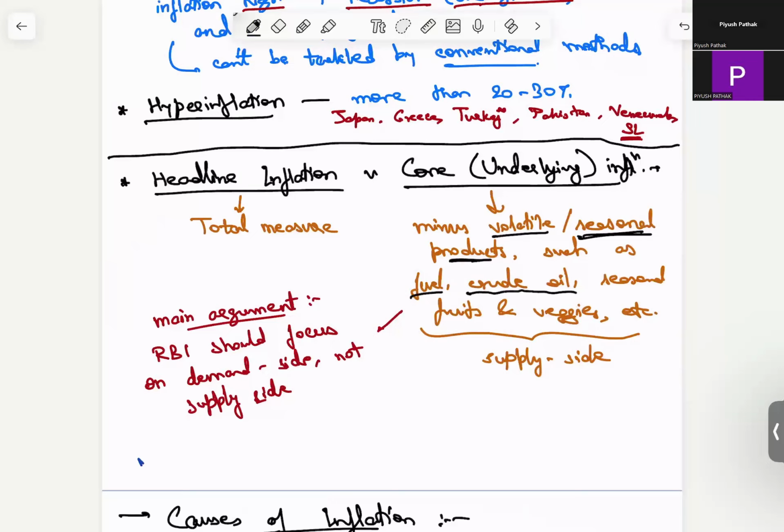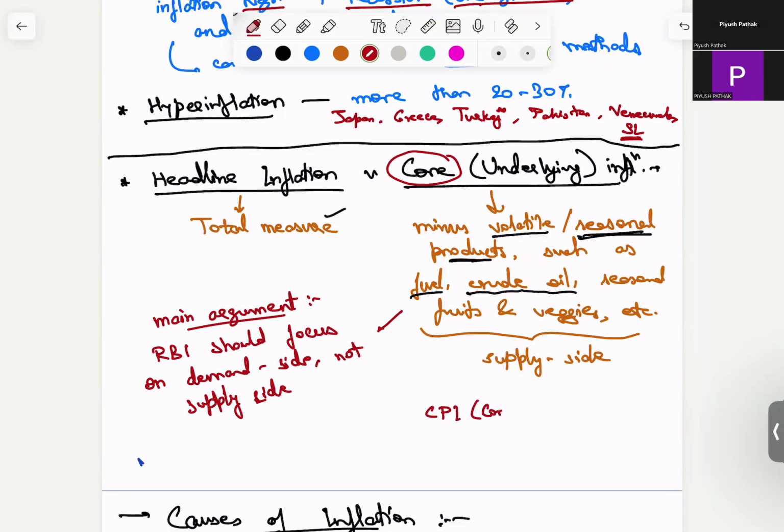Whenever we are talking about headline inflation, it takes a total measure, but a more refined way of tackling this is core inflation. Whenever RBI is tackling it, and we will see it soon, the Monetary Policy Committee measures the CPI, the Consumer Price Index, for the combined. We will see what combined means, and they tackle it at core level. The logic behind this is that RBI has to focus on the demand side.